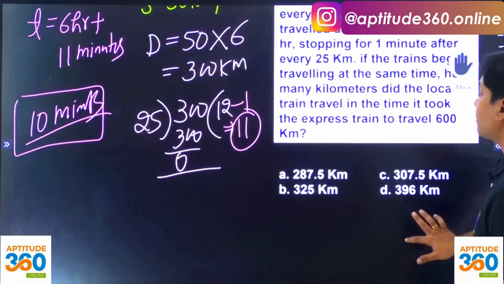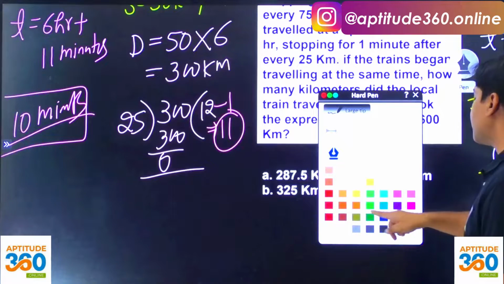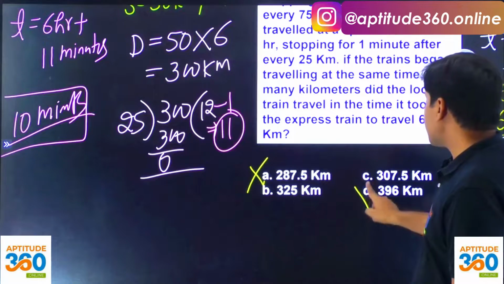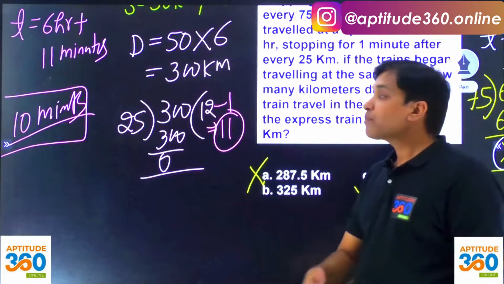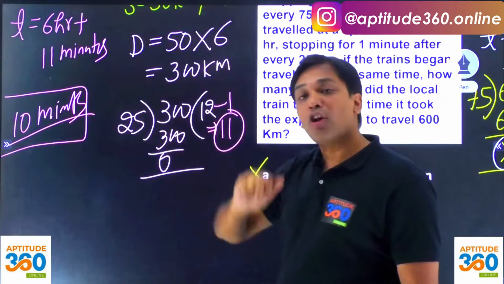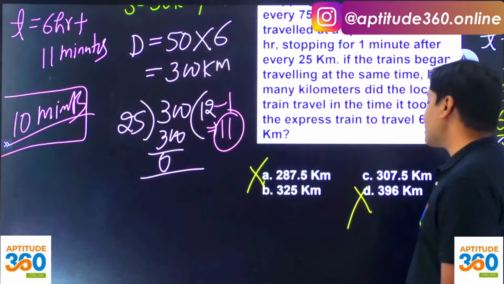These are the options that we have got. Option number 1 cannot be the answer because it is less than 300. Option number D cannot be the answer. Why can it not be the answer? Because the time left is 10 minutes. Now in 10 minutes it will not travel 96 kilometers because speed is only 50 kilometers per hour. So this is not going to be the answer.